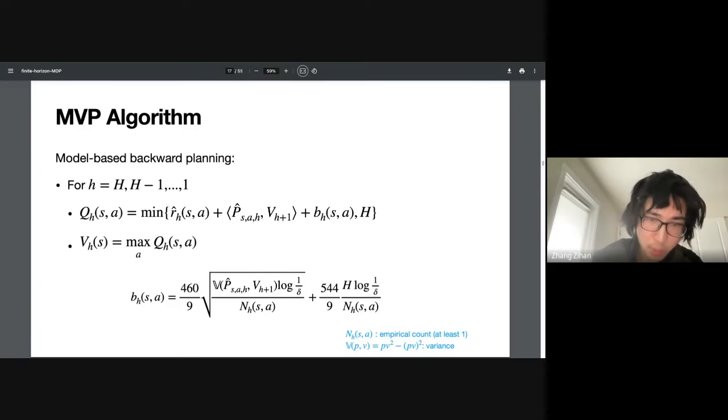So here, the main point is the choice of the bonus function b_h of s, a. The bonus function in MVP is presented here. I omit one term about the uncertainty of the reward, since we assume that the reward function is known in this talk. So there are two terms in the bonus function of MVP. The first term is related to the empirical variance, which is also common in related works. And the second term is a nice lower order term, which is very easy to bound. So in the following analysis, we will simply omit this term.